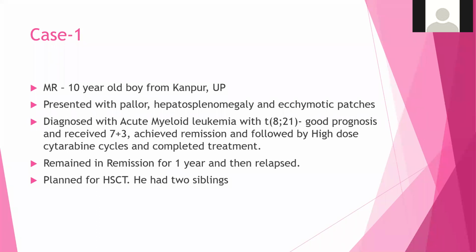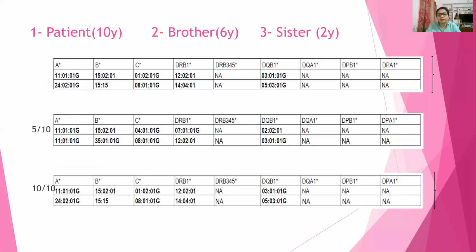He had 2 siblings, and we're going to see the HLA typing accordingly. So now we have this HLA typing. The first one is of the patient. The second one is of a brother who is 6 years old. And the third one is of a sister who is only 2 years old. Since it is a mobile screen, I will just read it out for you. The brother was 5/10 and the sister was 10/10.